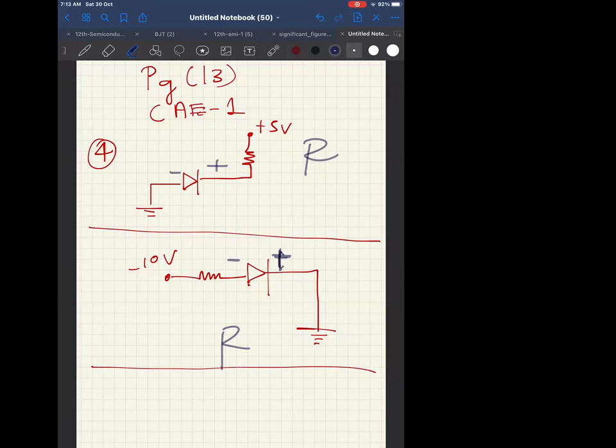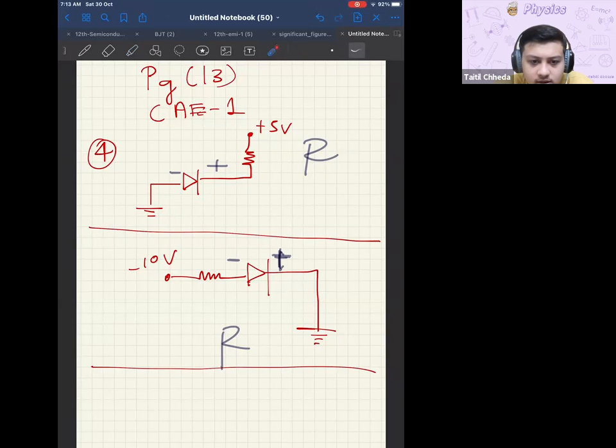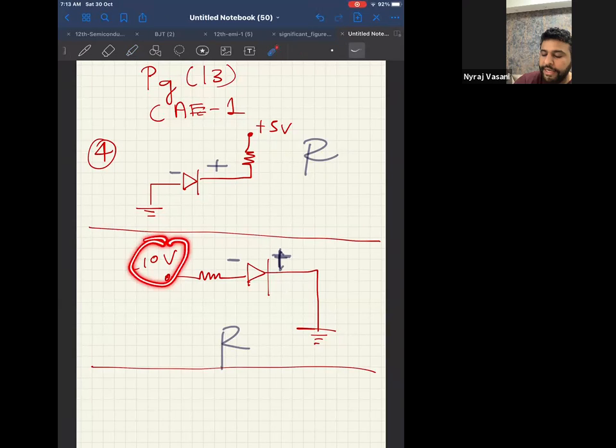Sir, can you explain the second case again? Second case: between minus 10 and 0, which is higher, or which is a higher value number? Is minus 10 a high value number or is 0 a high value number? Can I say 0 is higher compared to minus 10? Therefore, 0 is more positive compared to minus 10. Therefore, this will get positive and this will get negative.